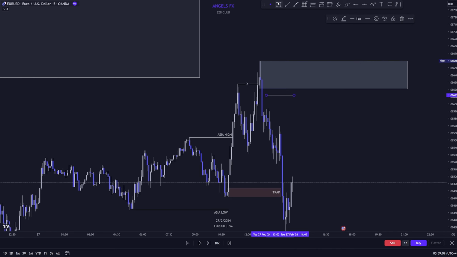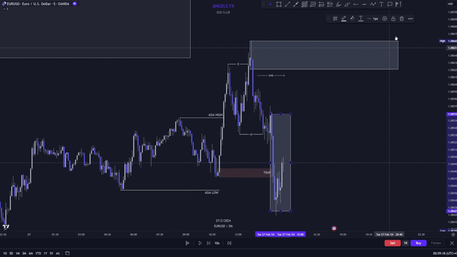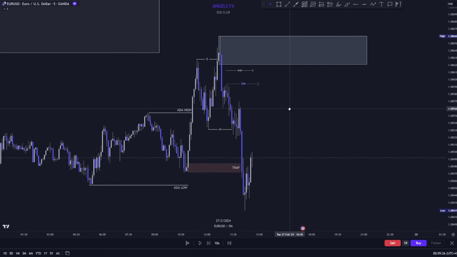Okay, this is our imbalance. We have change of character. This is our change of character, and it was confirmed by this huge engulfing candle. Really nice. And we also have inducement. Okay, this is our inducement. So this is also a smart money trap. Let's mark it as inducement.